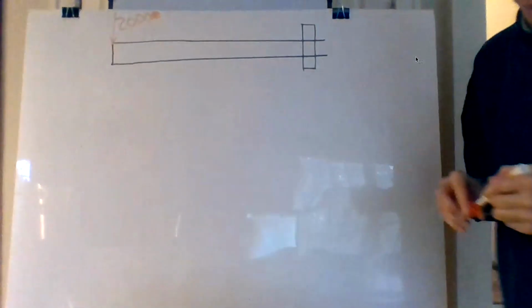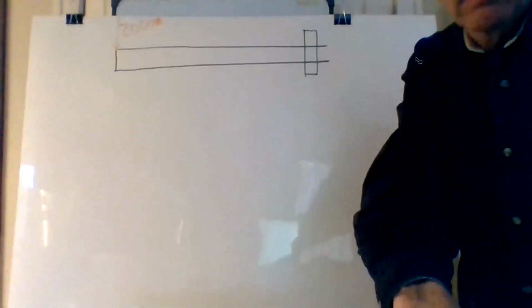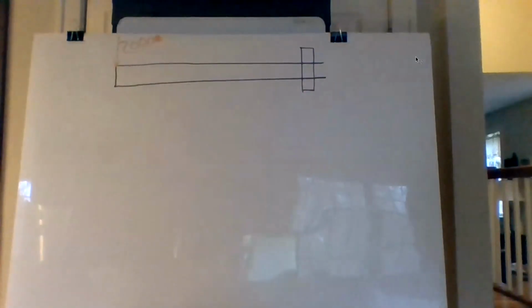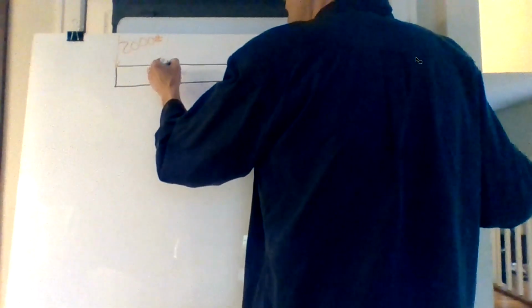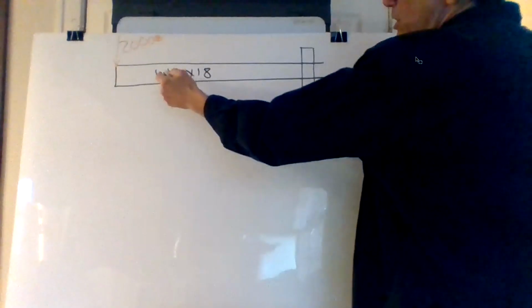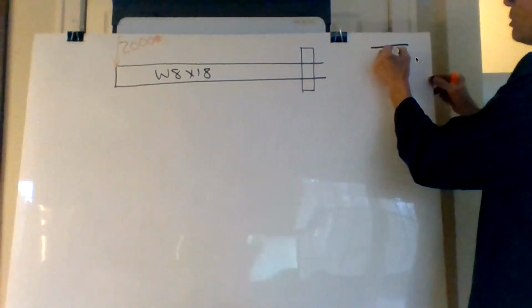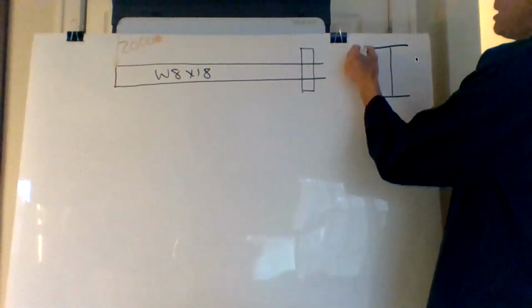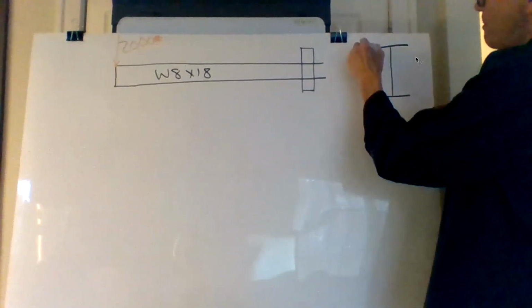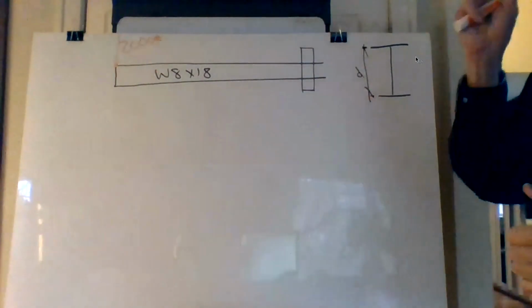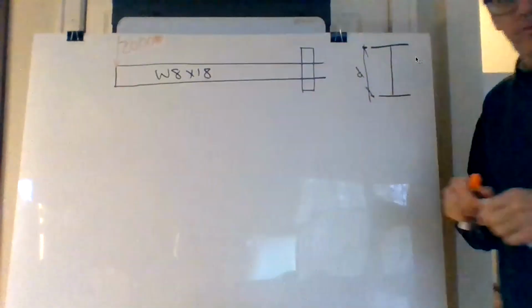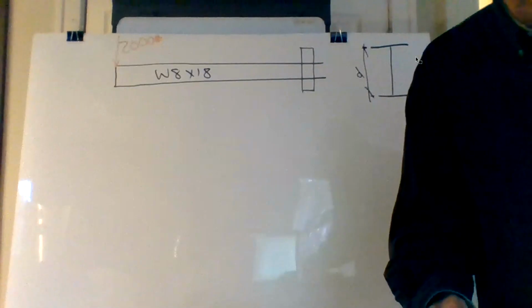What is the size of the beam? W8 times 18. So it's a W8 by 18, and the W is a wide flange, so it's going to look like this. The 8 is the nominal depth. It's not 8, it's close, like a 2x4 is not a 2x4. And what does 18 stand for? That's the linear load.